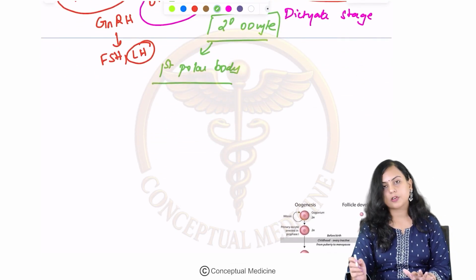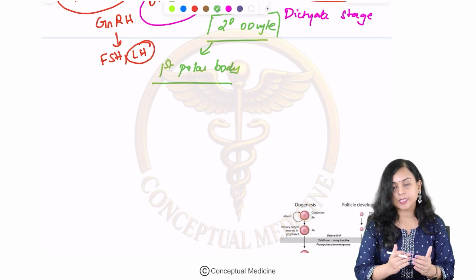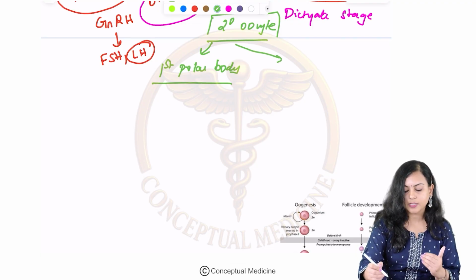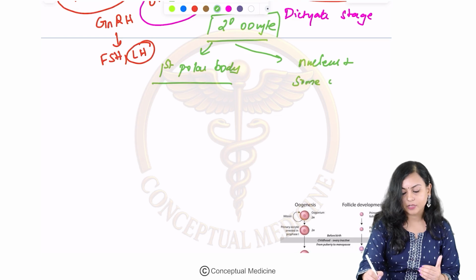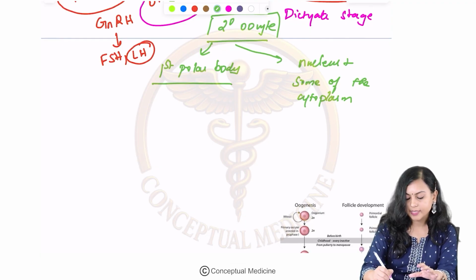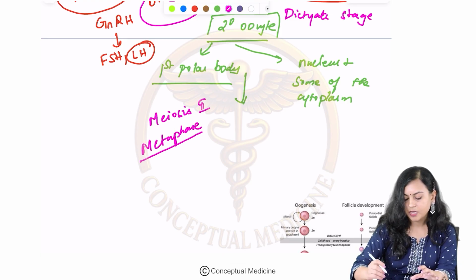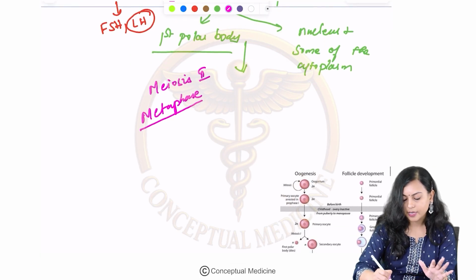So what is this first polar body? The first polar body consists of most of the cytoplasmic material that is expelled from the secondary oocyte, and the secondary oocyte contains mostly a nucleus and some of the cytoplasmic material. Now the secondary oocyte waits till fertilization. It also enters meiosis 2, but it gets arrested in the metaphase stage. Now this waits till fertilization.